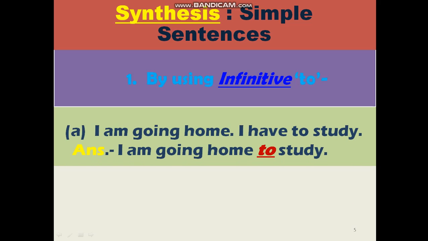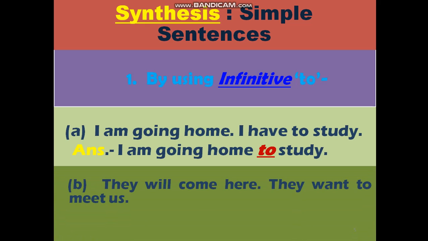Okay, now let us see the first sentence. I am going home. I have to study. This is a set of sentences that we have to combine into one simple sentence. What will we use? We use to. Why am I going home? To study. So we will combine it like this: I am going home to study. To, the infinitive, is used here.